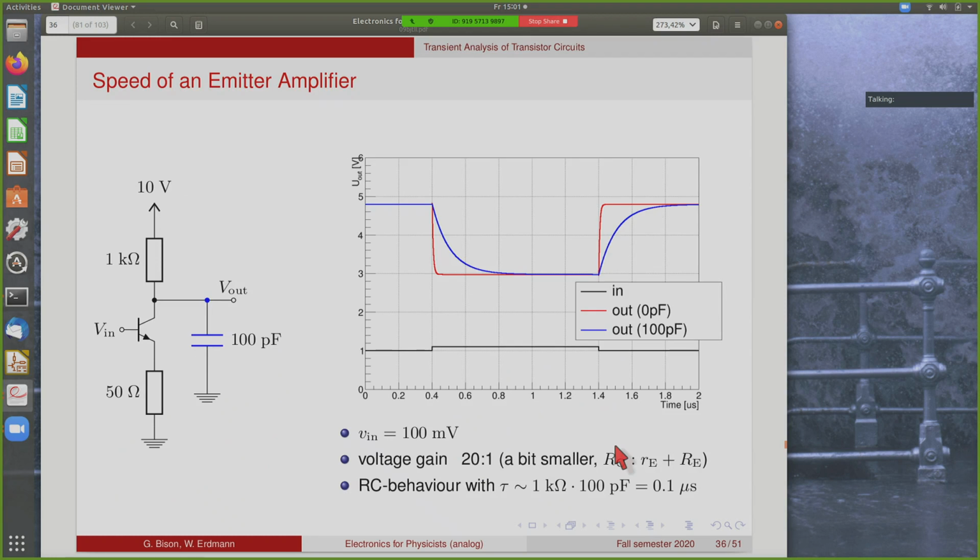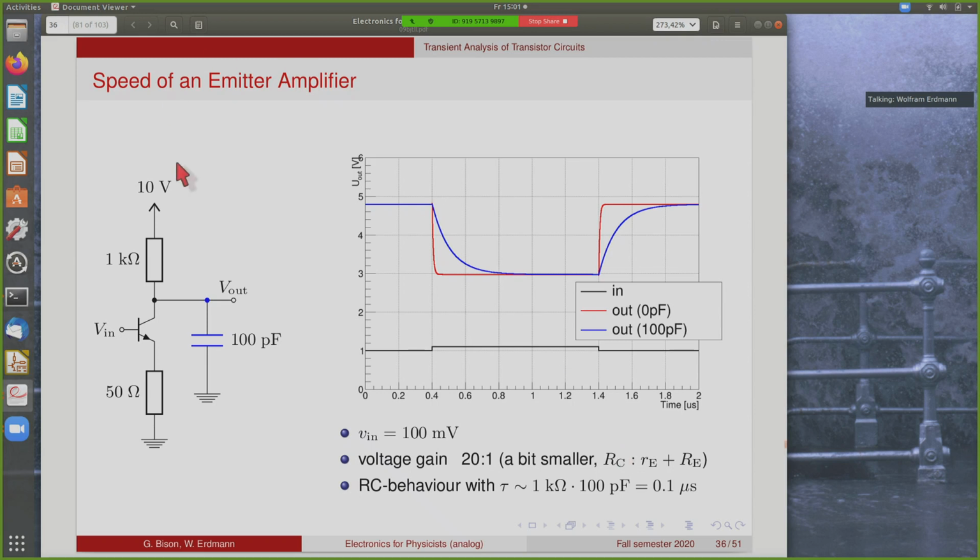This we already had. Okay. So far, we've only looked at quasi DC behavior of these transistors, of these resistors. Now we move on and look at the speed of such an amplifier.